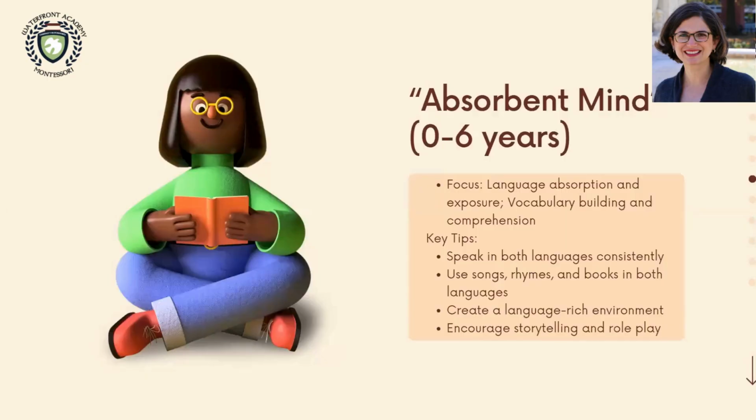So the absorbent mind, which is 6 and under, the children are absorbing everything, not just language, everything. Even starting in utero, they are listening to different intonations and expressions. They'll understand before they speak. I'm sure if you learn another language, you understand the language before you can speak it. The same goes for our children, and we can see some markers of that as well.